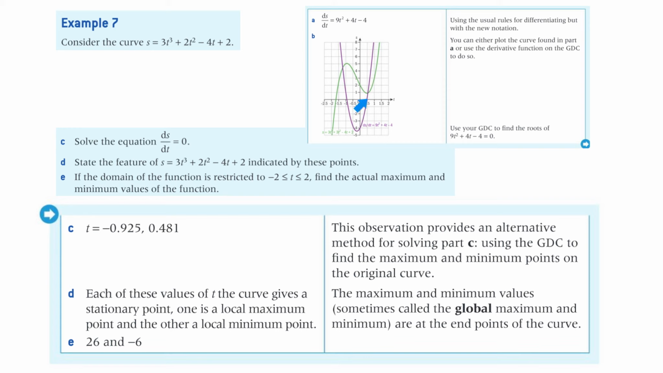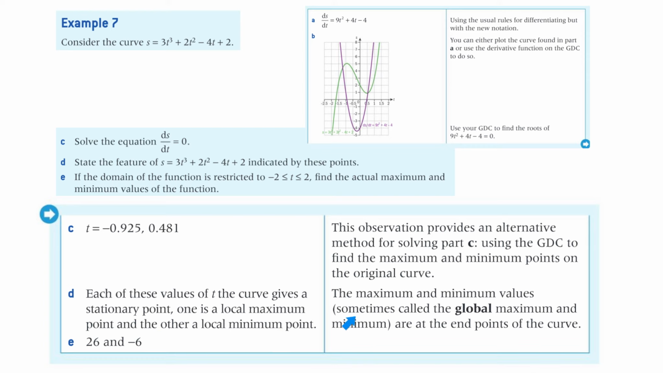And this other one here, when it equals 0, remember that's a derivative function. So when it's 0, it's 0 equal to 0 on this axis. And when you go up there, that's a local minimum, or we'll call it a stationary point. That's what that feature is. It says each of these values of t give a stationary point. One is a local maximum and the other is a local minimum.